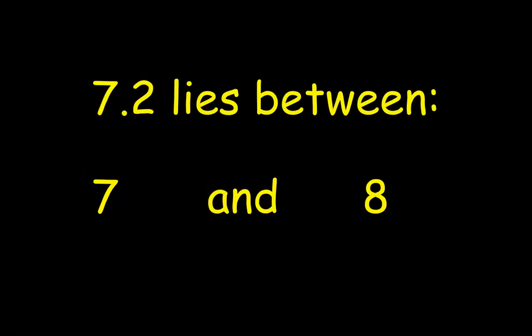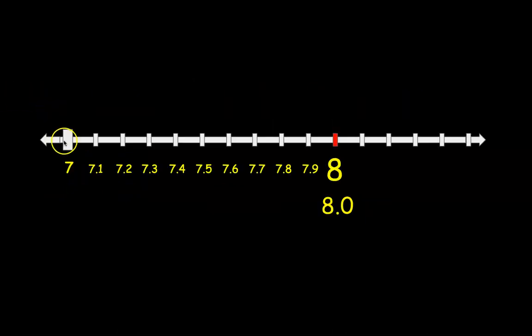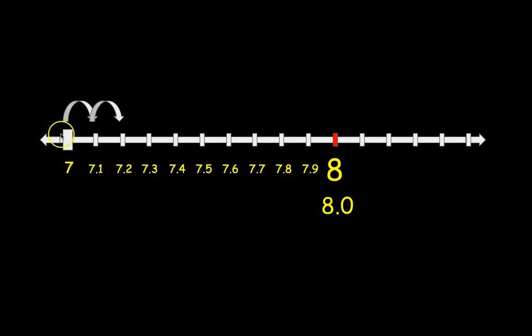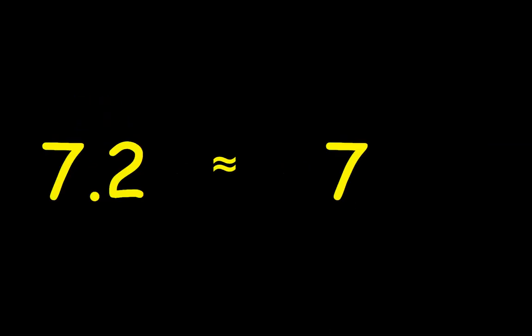Let's look at 7.2. 7.2 lies between 7 and 8 on the number line. There's 7. I'm not doing all the rest of the number line, a waste of time. 7.1, 7.2. You can see very clearly 7.2 is much closer to 7 than it is to 8. So 7.2 rounded to the nearest whole number is 7, or 7.0.